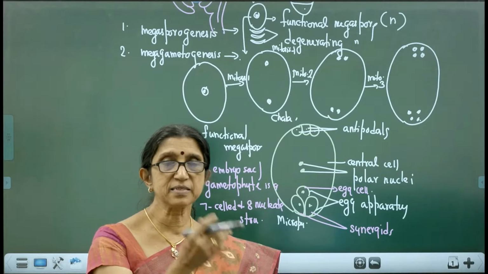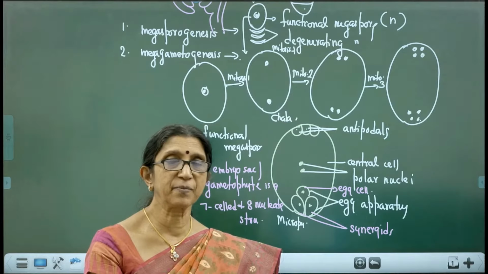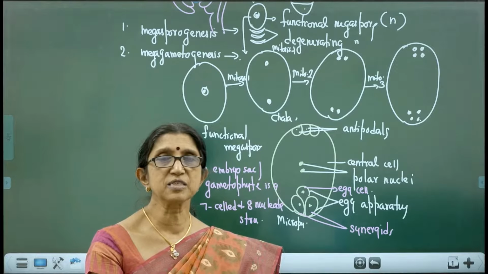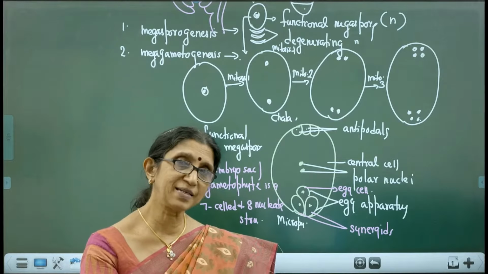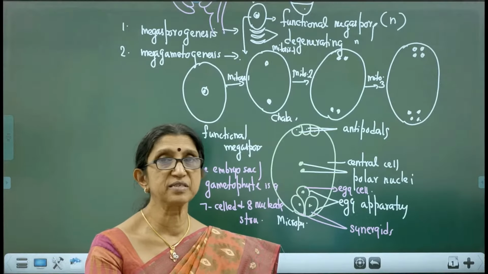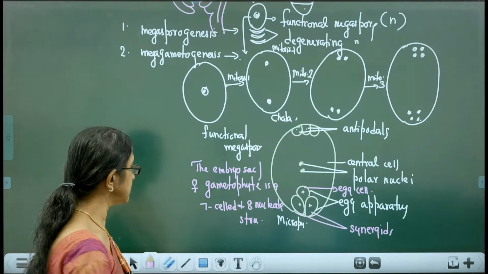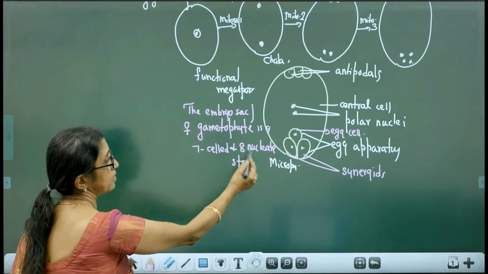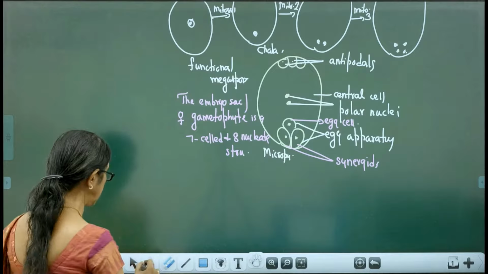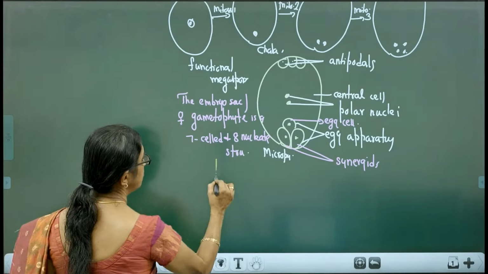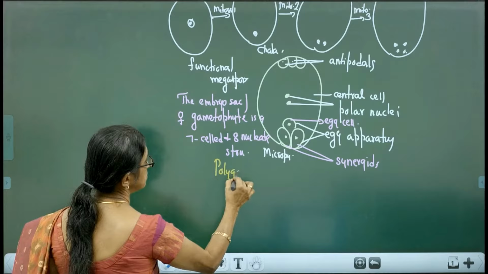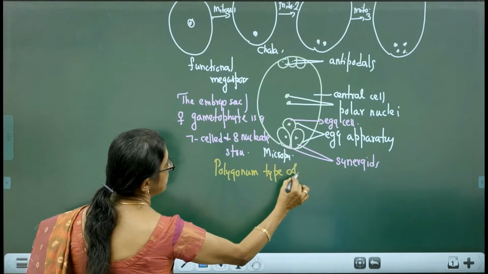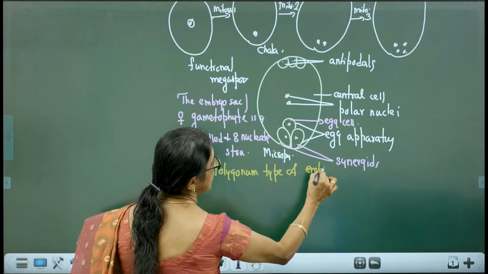This is the most common type of embryo sac development in angiosperms. In this type of embryo sac development, the functional megaspore is chalazal one. It is monosporic, uninucleate, and the mature embryo sac is 7-celled and 8-nucleate. What do you call this? This type of embryo sac is known as the polygonum type of embryo sac.